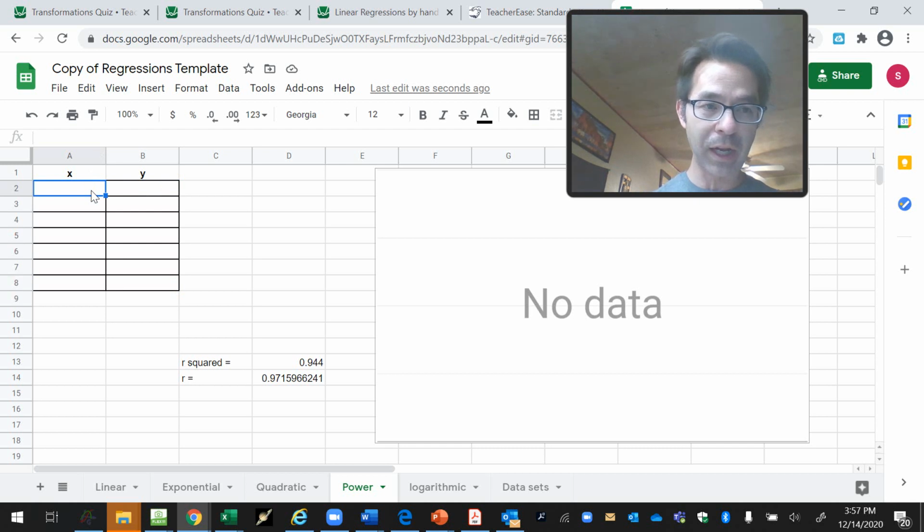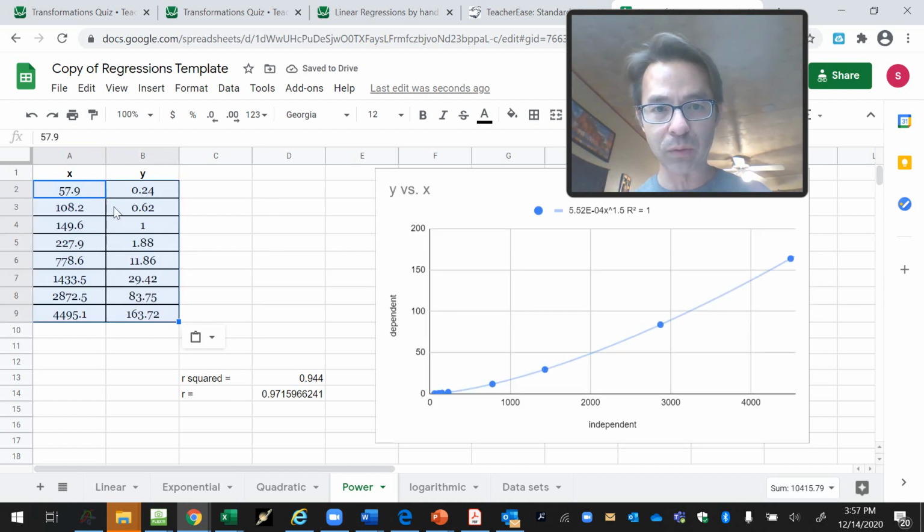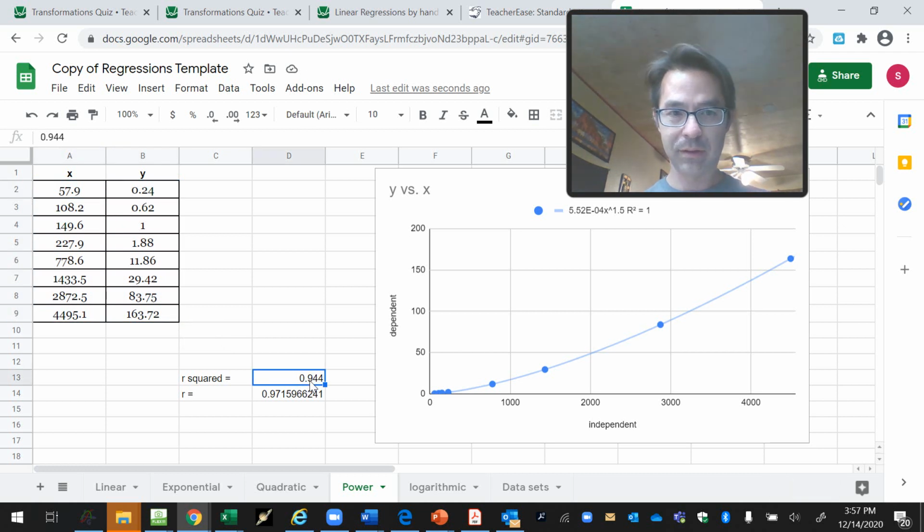So we already have the winner. I don't know why I'm even doing this anymore. Oh. Why? So power function also gives us an r squared of 1.